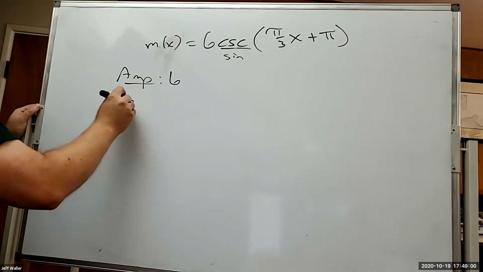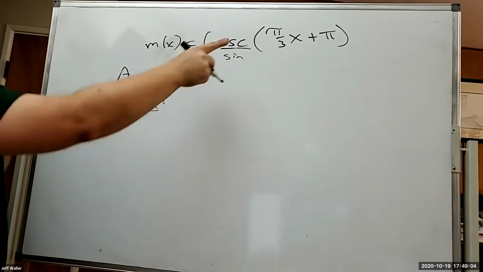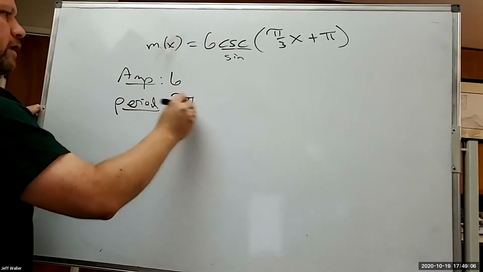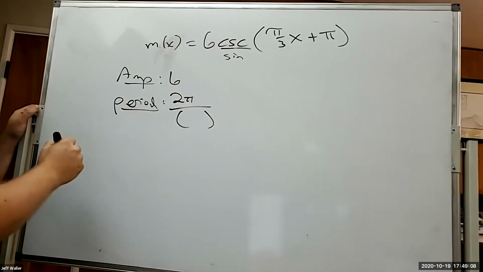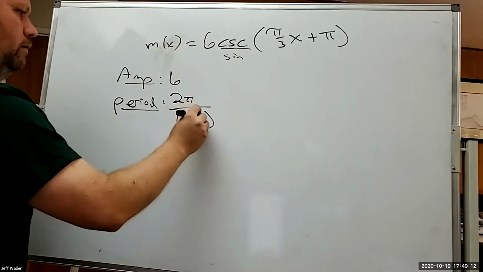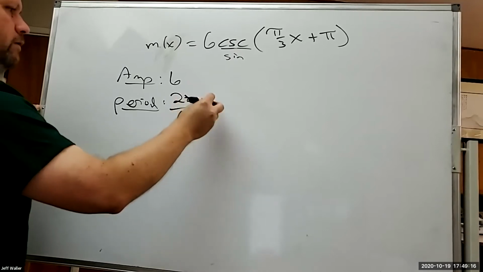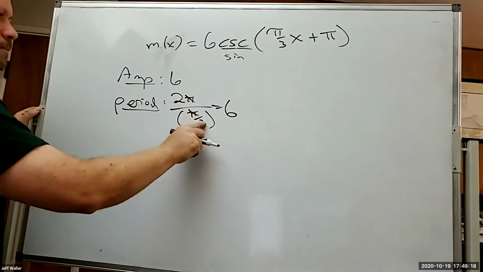What's my period going to be? What's the multiplier? So 2 pi divided by what? Pi over 3. I like it. So the pi's cancel. Divided by 3 is times 3, so I get 6. Is that cool?